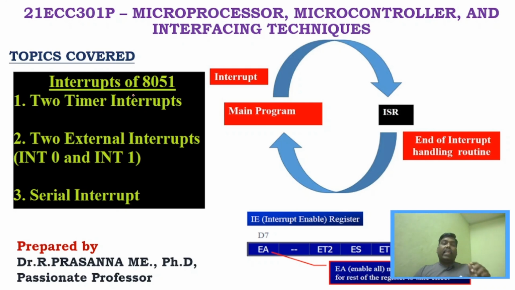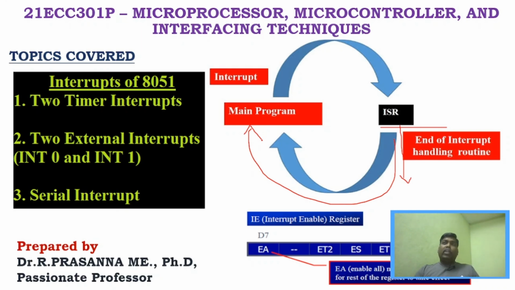Before starting the interrupts of 8051, look at this particular diagram which we have already explained. Interrupt is something which stops the main program, and it goes to the subroutine ISR, interrupt service routine, and it will serve the interrupt service routine, and after that it will return to the main program. And we have technically explained how this happens in the previous video.